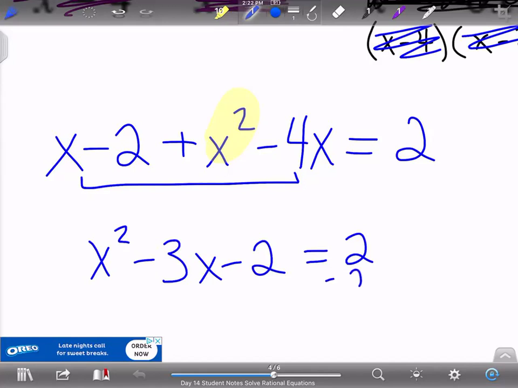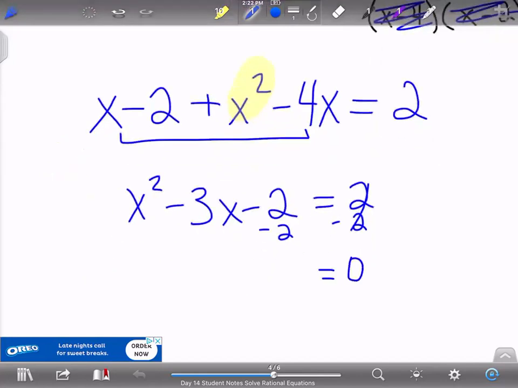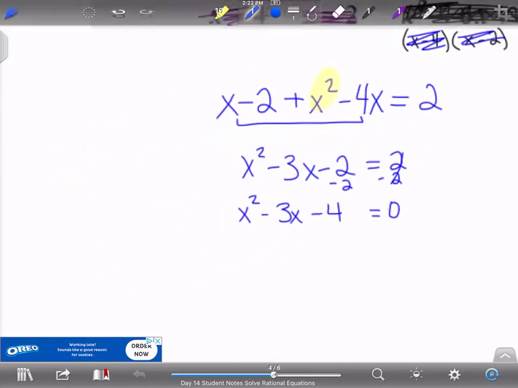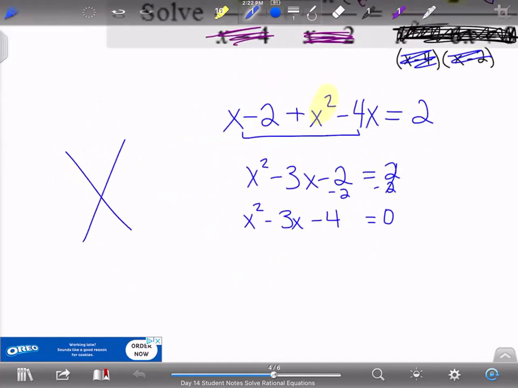So now I'm going to subtract 2 from both sides to cancel this 2 out. Because remember, we have a quadratic, we want to get 0 on one side so we can factor. So x squared minus 3x minus 4 equals 0. Off to the side somewhere, you're going to take that quadratic and you're going to factor it. So you're going to have 1 in the top left, 1 in the top right, negative 3 in the bottom middle. You're going to take negative 4 times 1, which is negative 4 for the top middle.